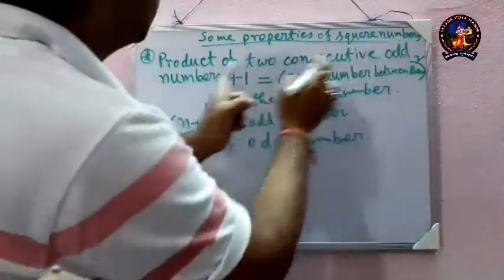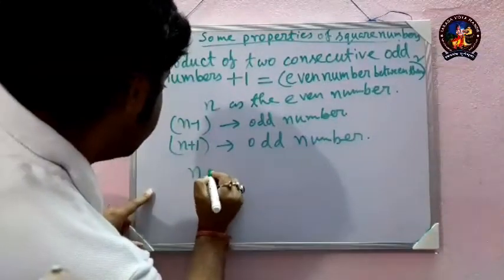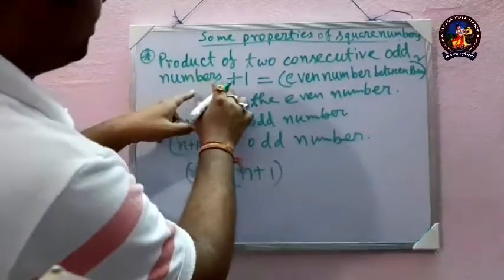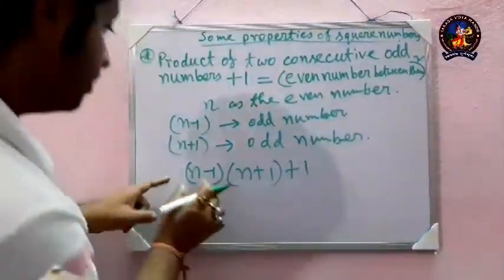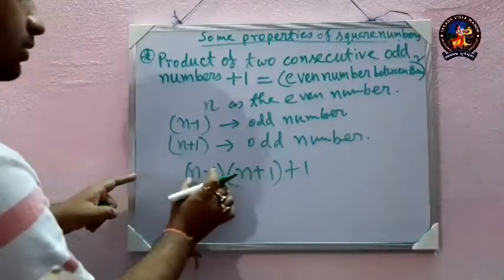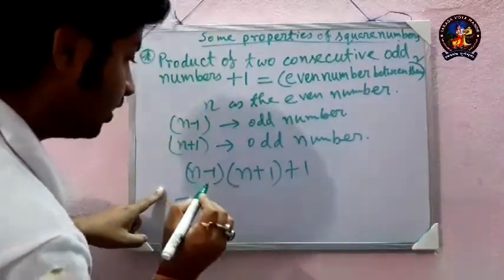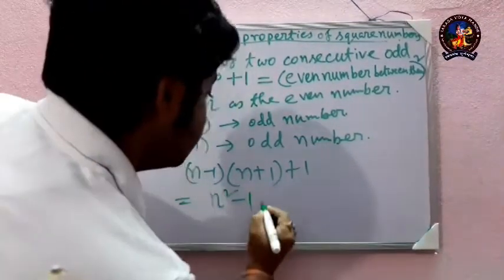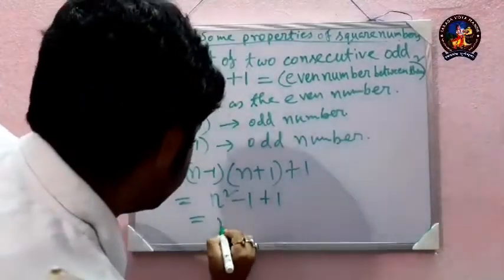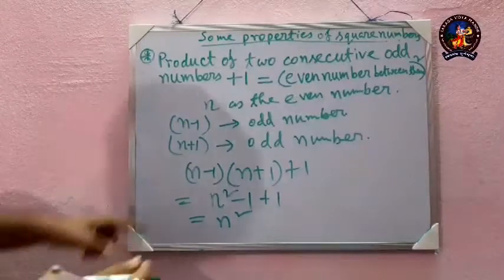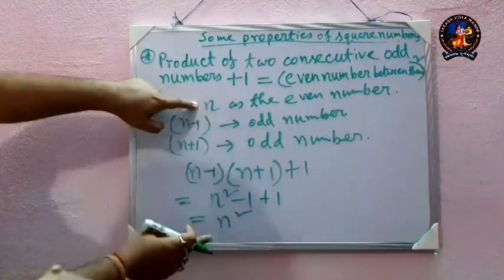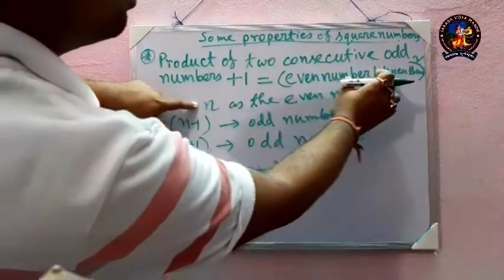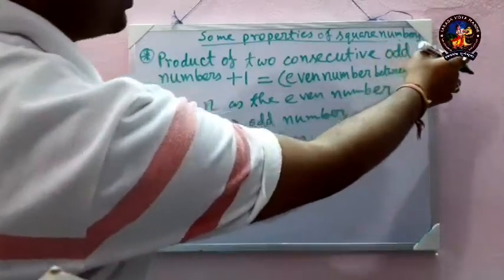So the product of these two consecutive numbers, and plus 1. This means this is the formula a plus b into a minus b, that is a square minus b square. I have said about the formula before. Now I am applying that formula here. Plus 1. This means n square. So I have taken the even number as n, right? So I have come to the result n square, that is, the even number between them, whole square.